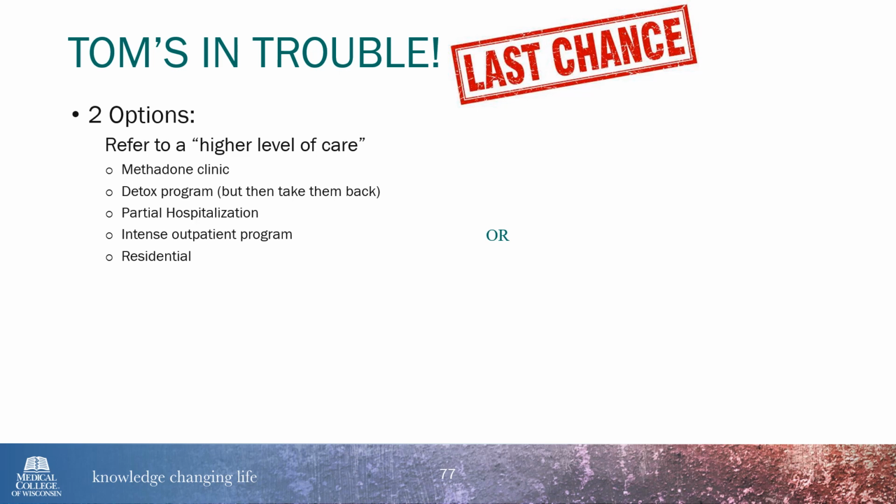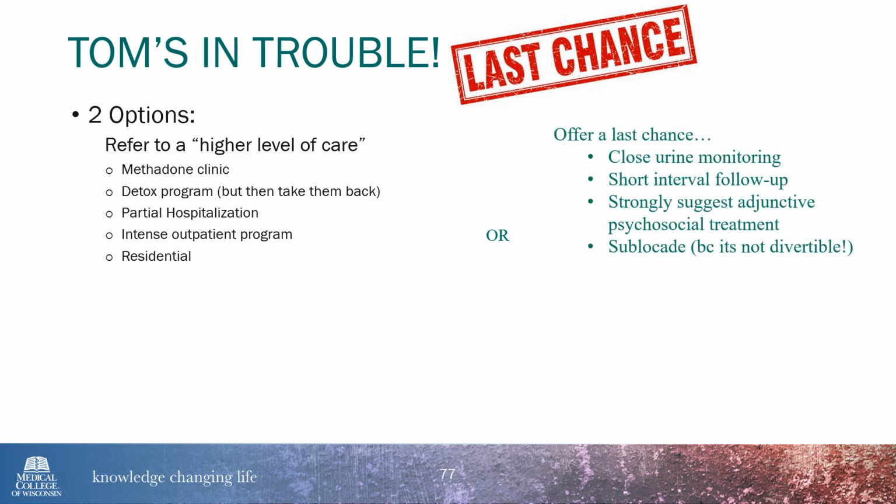There's one more option to keep the patient retained in your practice that I often offer to patients. It's, okay, we're going to do this, but I know what is happening. This is what the urine results are telling me. I'm not accusing you of anything. This is what the urine shows. What I recommend we do is we're going to do this buprenorphine quantitative test at every single visit. We're going to do short interval follow-up. And I really think that you should consider some other kind of psychosocial treatment.